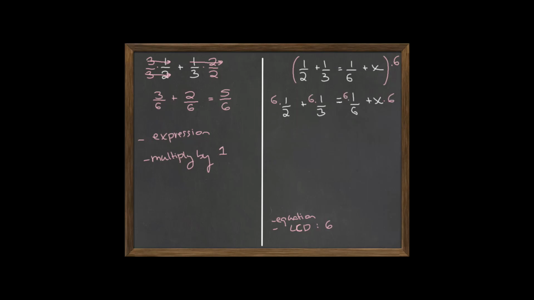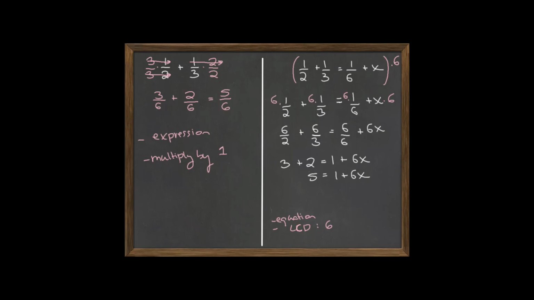Okay, so let's simplify this. 6 times 1 is 6, so we have 6 over 2 plus 6 over 3 equals 6 over 6 plus 6x. Okay, now we just have a bunch of division. Well, 6 divided by 2 is 3, 6 divided by 3 is 2, 6 divided by 6 is 1, and then 6x is just 6x. So now, all of a sudden, I have this much nicer equation, right? I have 3 plus 2, which is 5, equals 1 plus 6x.